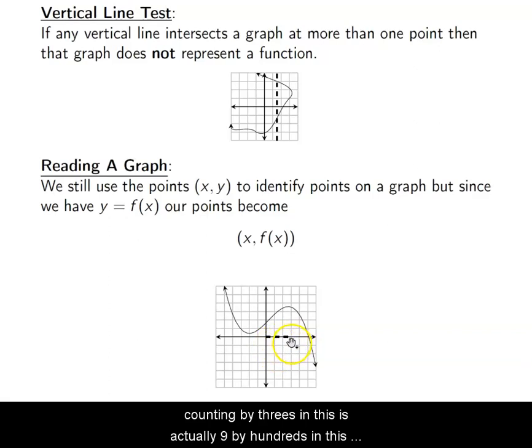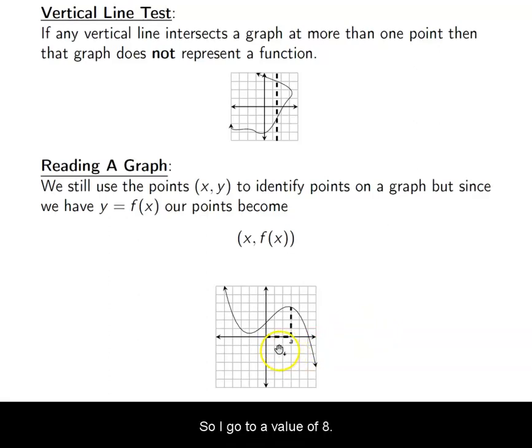Maybe I'm counting by 3s and this is actually 9. Maybe I'm counting by 100s and this is actually 300. Maybe I'm counting by 15 and this is actually 45. So it's just some value on my graph. Generally, when we're talking about things in a generalized fashion, a is just some variable, or just some value that I'm interested in.